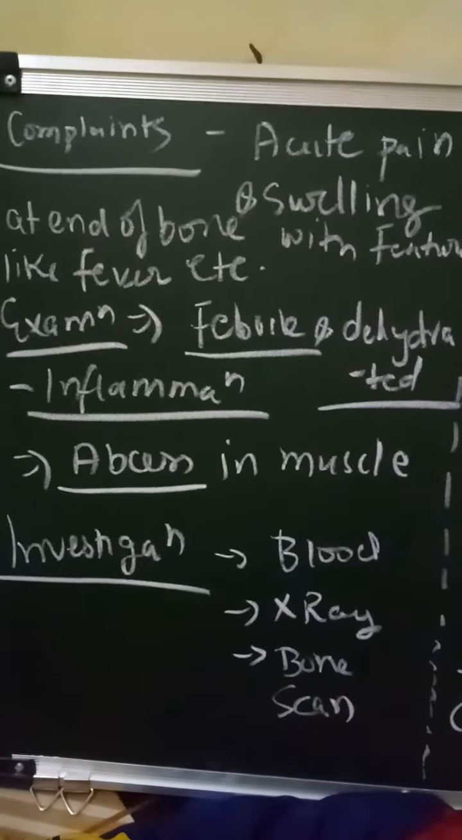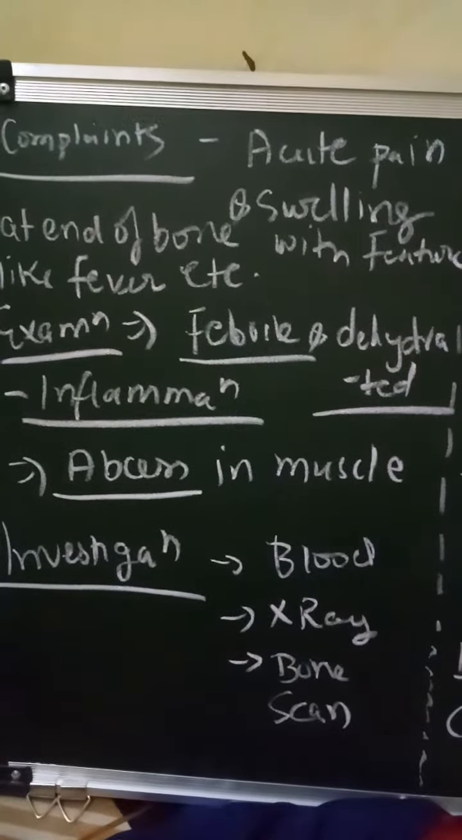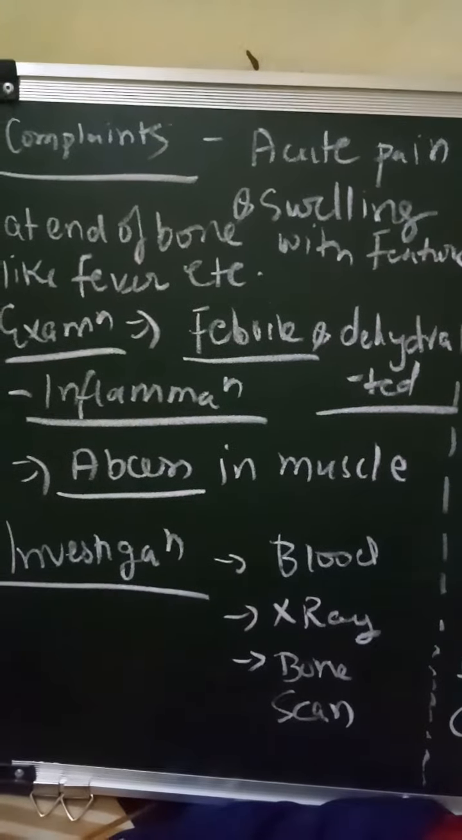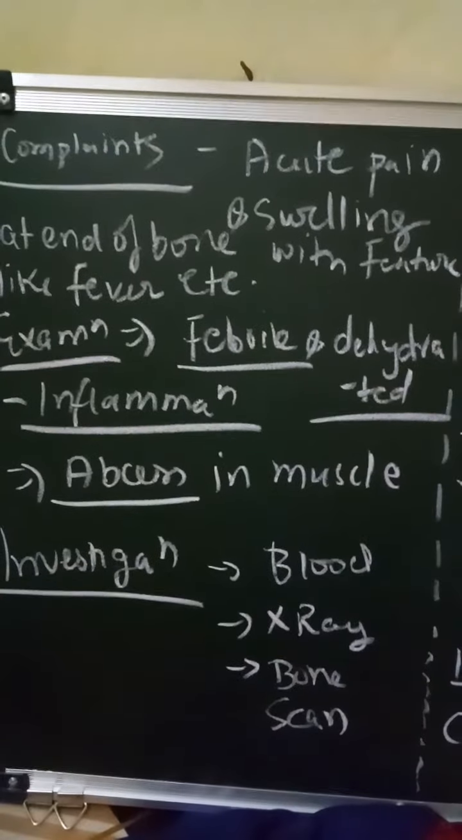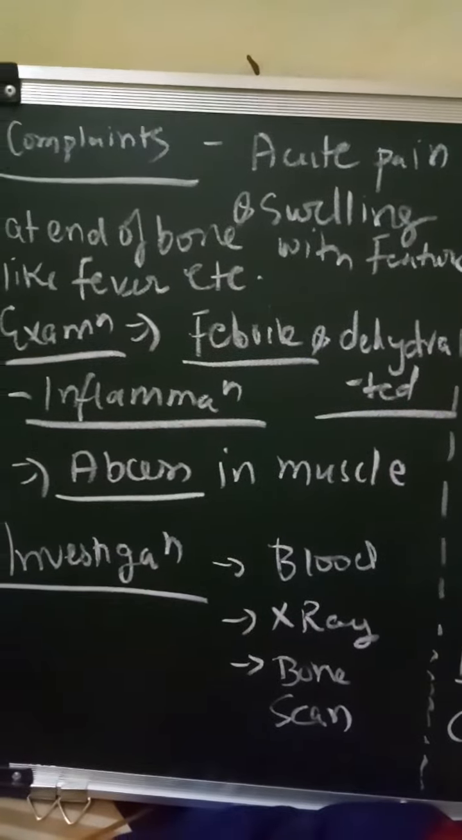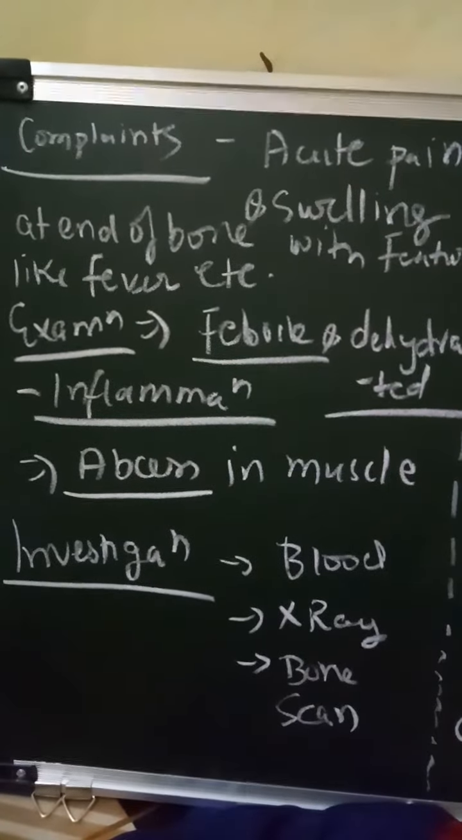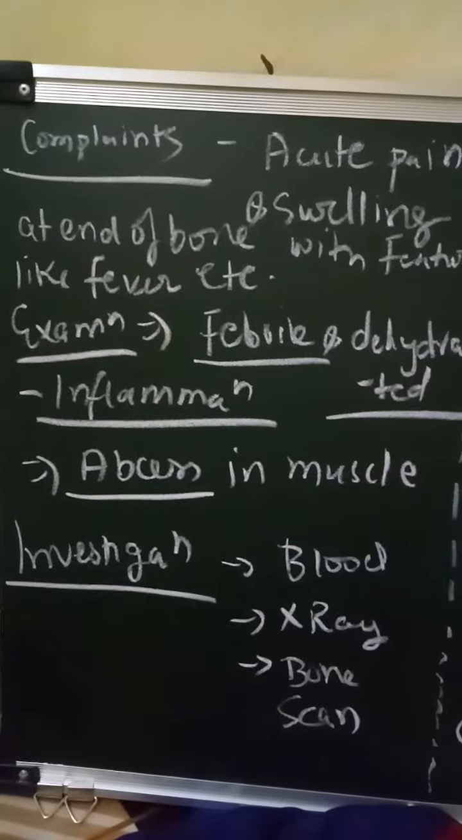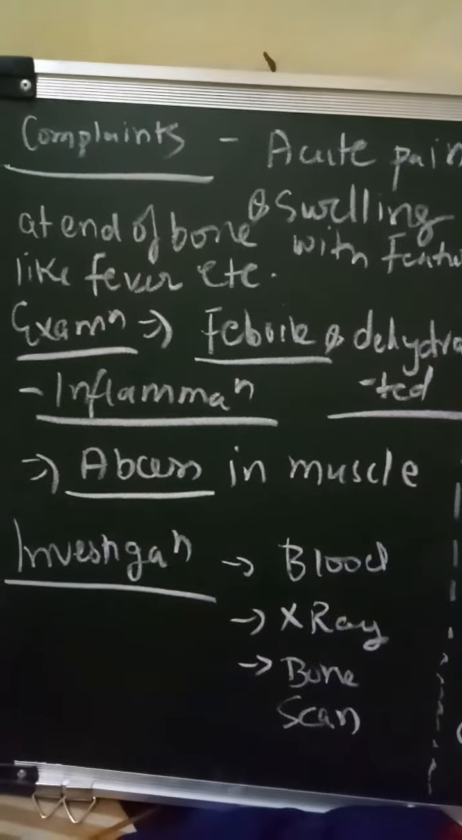Now, how will you examine this patient? The child will be febrile and dehydrated with classical signs of inflammation localized to the metaphyseal area of the bone. In later stages, one may find an abscess in the muscle or subcutaneous plane. There may be swelling of the adjacent joint because of either sympathetic effusion or concomitant arthritis.